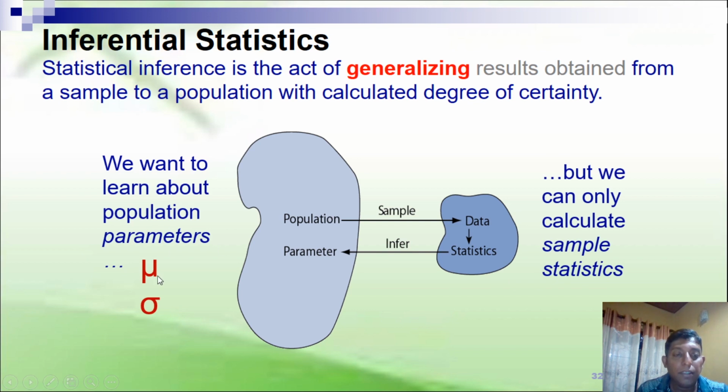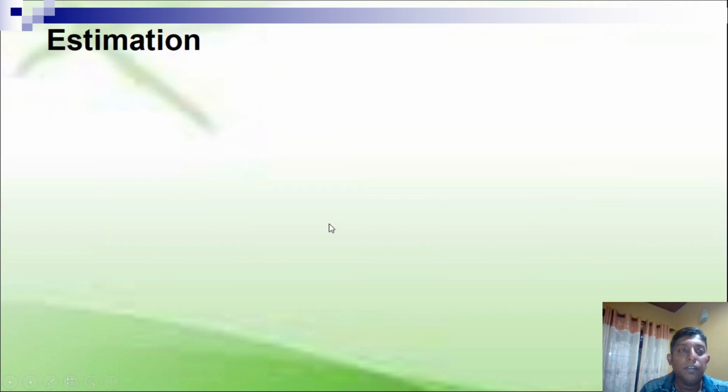To make inferences about the population mean mu, we just use the relevant sample statistics: x bar for mu, and S, which means the sample standard deviation. Based on these sample statistic values, we can make an inference or decision about the population parameters.